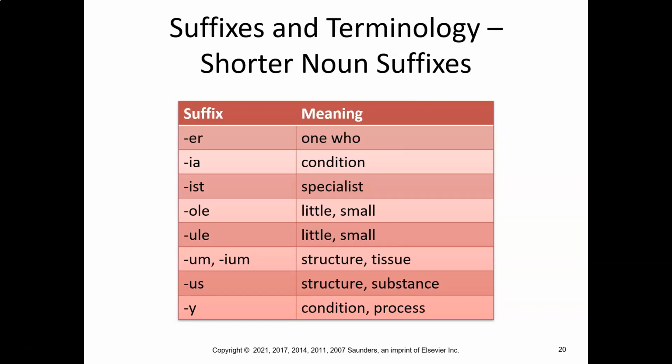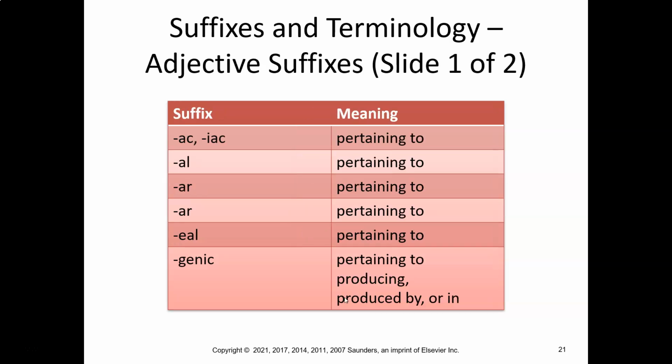So nephropathy, disease of the kidney. Now this suffix also means ac, or ac is pertaining to, al pertaining to, ar pertaining to, eal pertaining to, and genic pertaining to. So all these are great. They all mean pertaining to. That's all they mean. So you have a suffix that ends with ac, al, ar, eal, and genic. Well, that is definitely all just meaning the same thing, pertaining to.